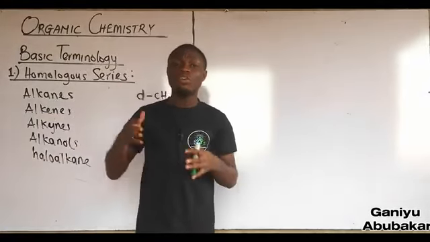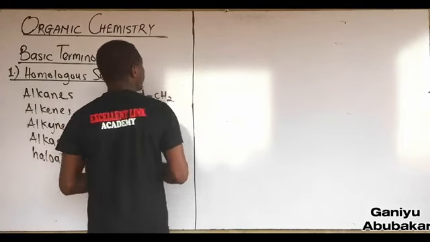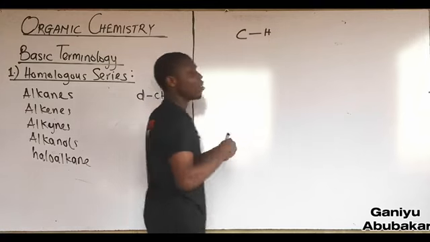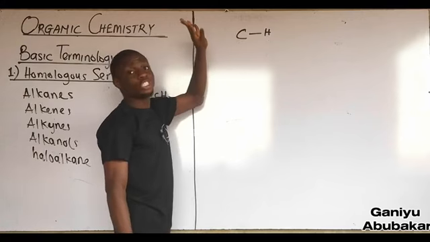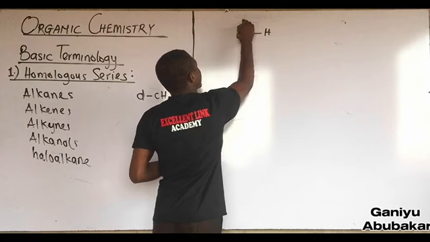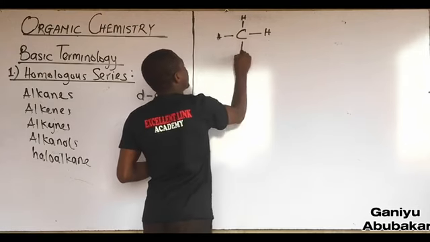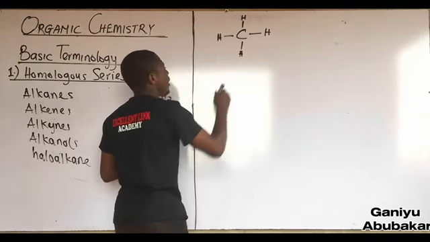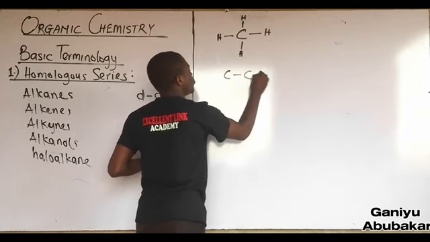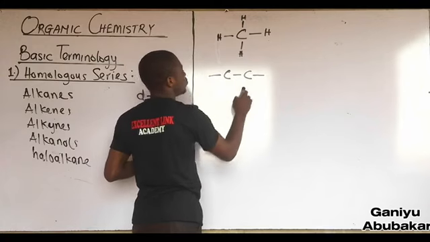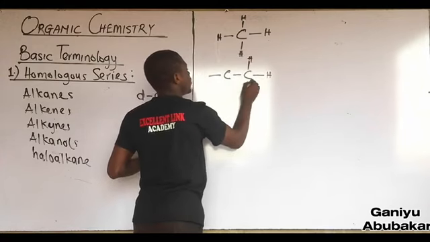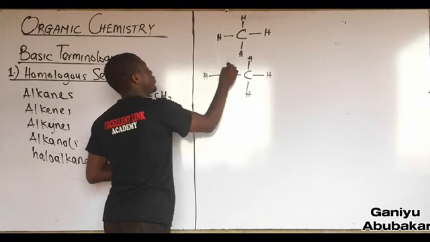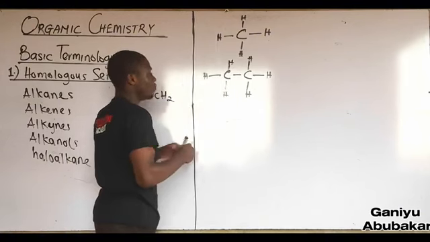Let me explain the concept of homologous series using the alkanes. The first member of the alkanes is this. Note that every carbon atom must be bonded with 4 bonds for it to be stable. So I have 1, 2, 3, and 4. So this is balanced. This is the first member of the alkanes. The second member, let's use 2 carbon atoms. Let's balance this. This is 1, 2, 3, 4. Balanced. This is the second member of the alkanes.